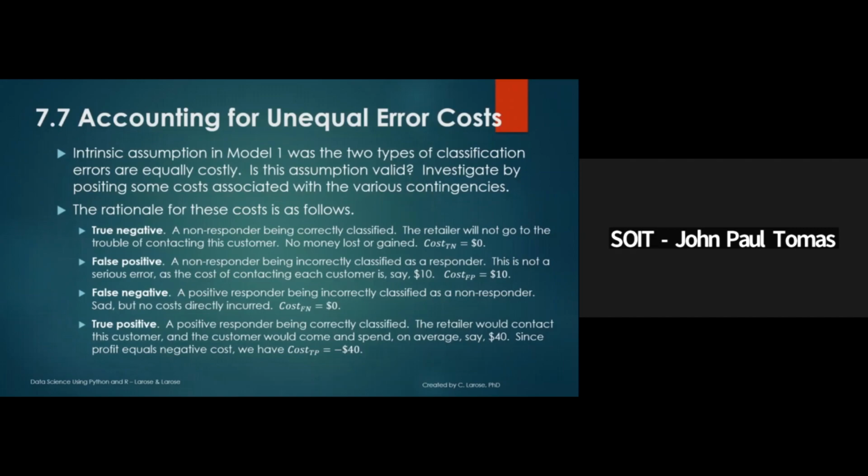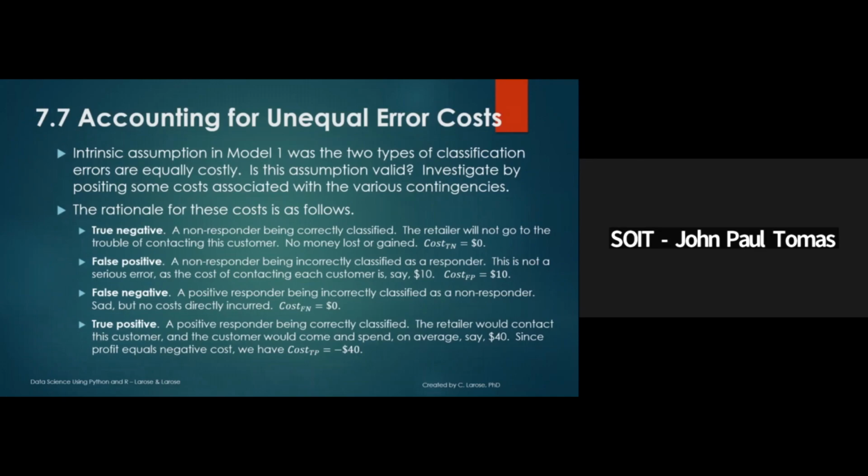But in this case, we will be putting costs on each of these notations. A non-responder being correctly classified, that's a true negative, correct? So the retailer will not go to the trouble of contacting this customer because it's a true negative. We all know that when the model says it's a true negative, it won't respond at all. So the new notation will be cost_TN, which equates to $0, because we're not going to spend an amount on these customers.